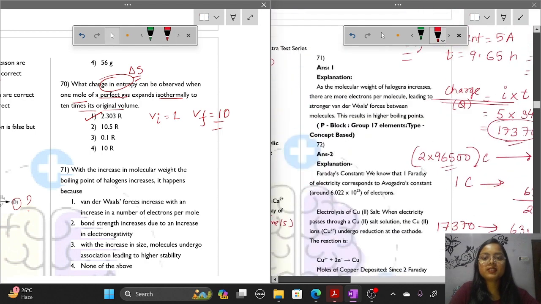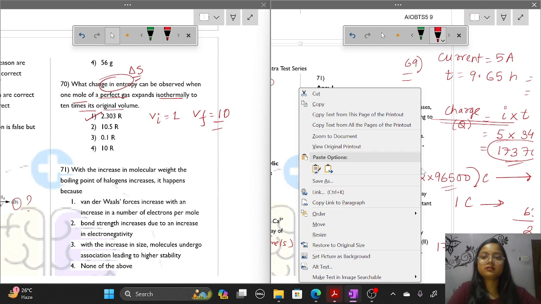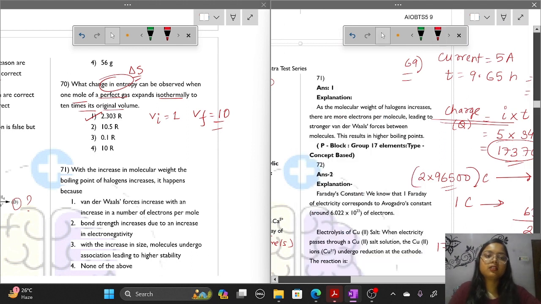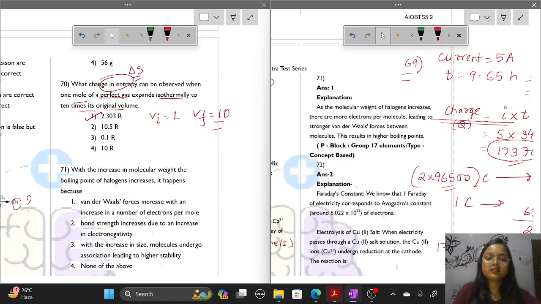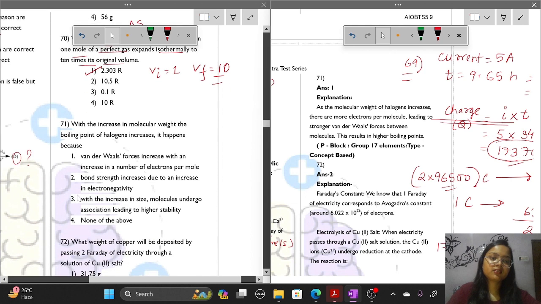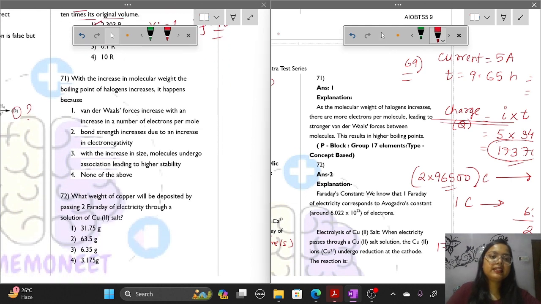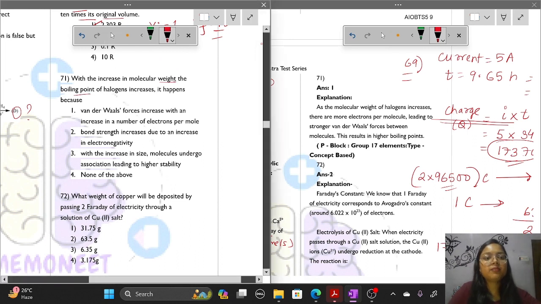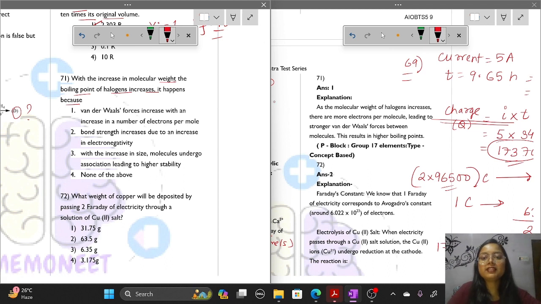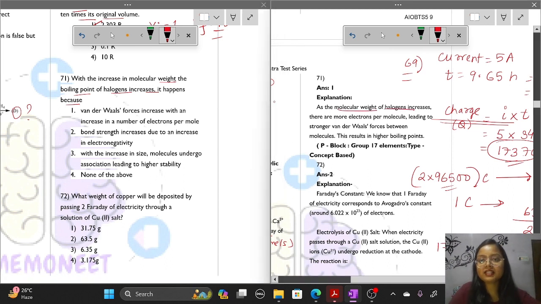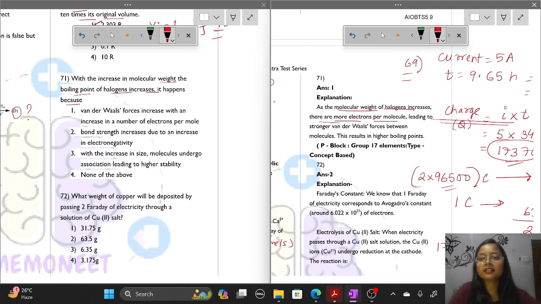For question number 71, with the increase in molecular weight, the boiling point of halogens increases. Why does it happen? As the molecular weight of halogens increases, there are more electrons per molecule, which results in strong van der Waals forces between the molecules.